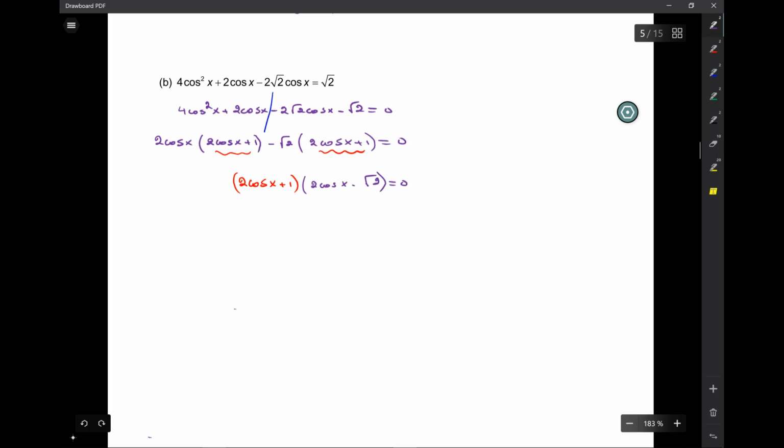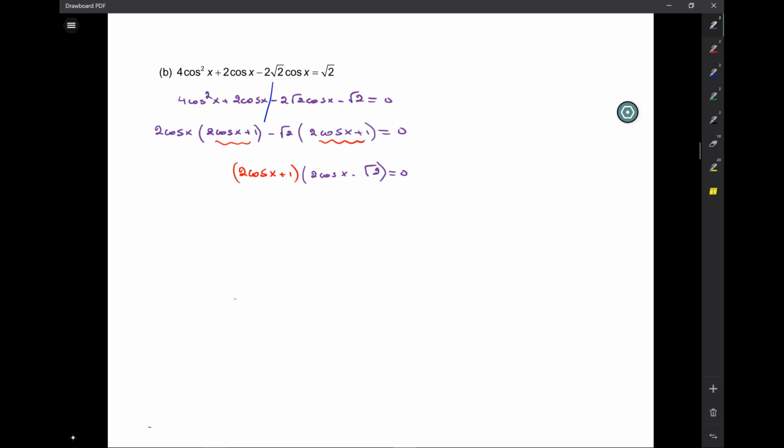Okay, we're going to go back to our algebra days for this one. Now, I have 2 terms. They're multiplied, and it's equal to 0, zero product property. I can set this equal to 0, I can set this equal to 0.